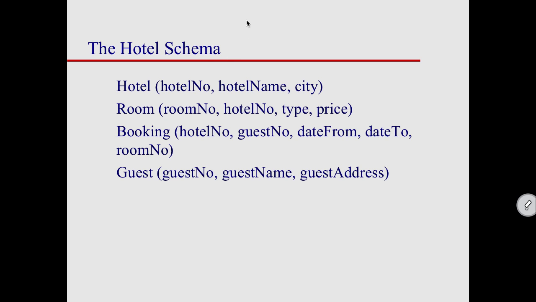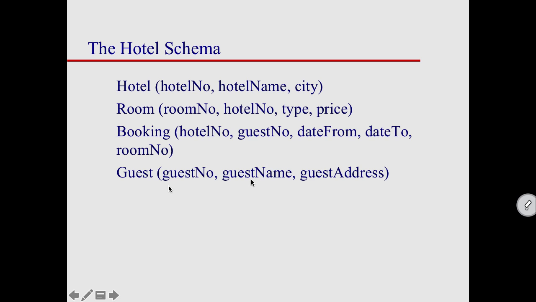It should be clear, for example, from the hotel relation that hotel number is a super key for hotel, and guest number is a super key for guest. You might not be able to guarantee that hotel name and city by itself is unique. For example, in the city of Knoxville, there are multiple Holiday Inns. So Holiday Inn, Knoxville by itself is not unique.